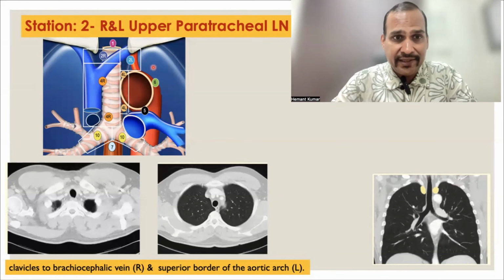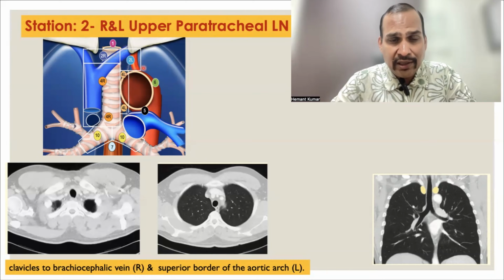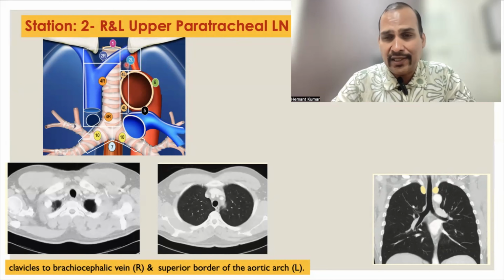On the left side, it is from the sternal notch to the upper border of the aortic arch. This is the aortic arch. Can you see this aortic arch? So anything between the sternal notch and the aorta, this is upper paratracheal. And along the aortic arch, this is lower paratracheal. Okay, so this is lower paratracheal.